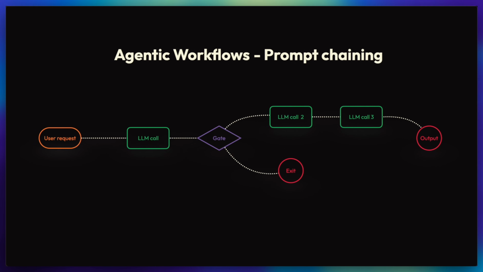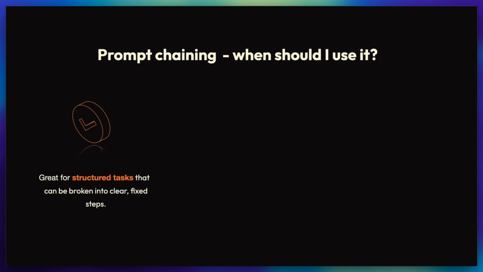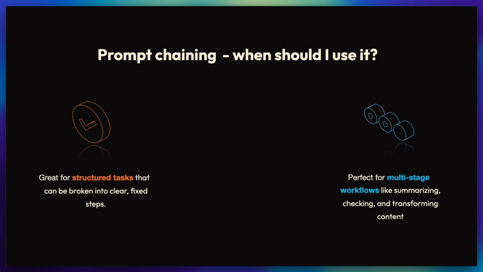Now, this is a very basic version. You can stack as many calls and gates as you want depending on the complexity of the task. So, the question is, when should you actually use this? Prompt chaining is great for structured tasks, stuff that can be broken down into clear, repeatable steps. It's ideal for multi-stage workflows like summarizing a long document, then checking it, then transforming it into something else. It's also a good fit when accuracy matters more than speed. So if you want things done right, even if it's a bit slower, prompt chaining has your back.